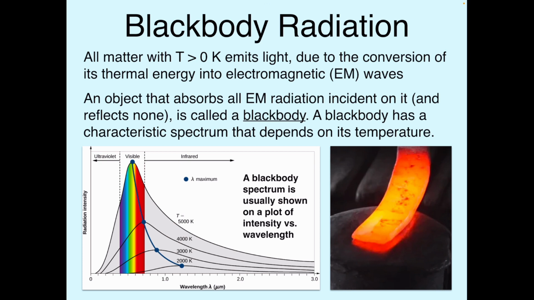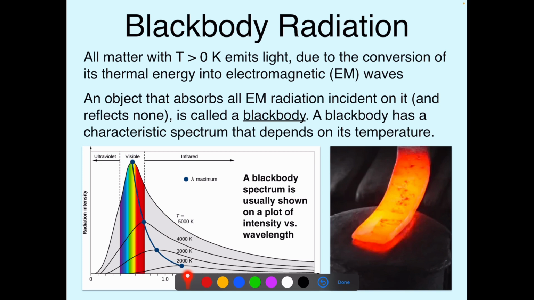So first, let me explain what blackbody radiation is. Basically, in a nutshell, blackbody radiation is the light that is emitted by an object because of its temperature, okay? All matter with a temperature greater than absolute zero is going to emit light. And the reason for this is, okay, what does an object really consist of? It consists of a bunch of atoms and molecules. And as we learned earlier in the semester, those atoms and molecules are undergoing random motions. They basically vibrate, jiggle around within the object.